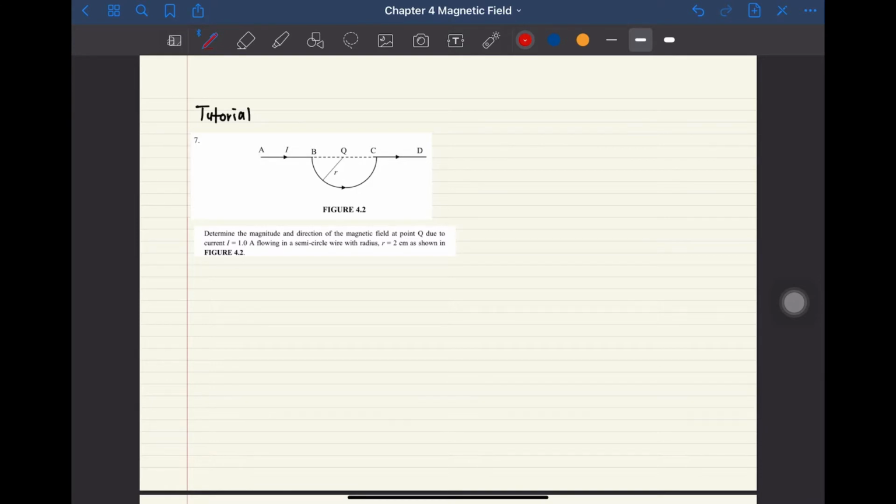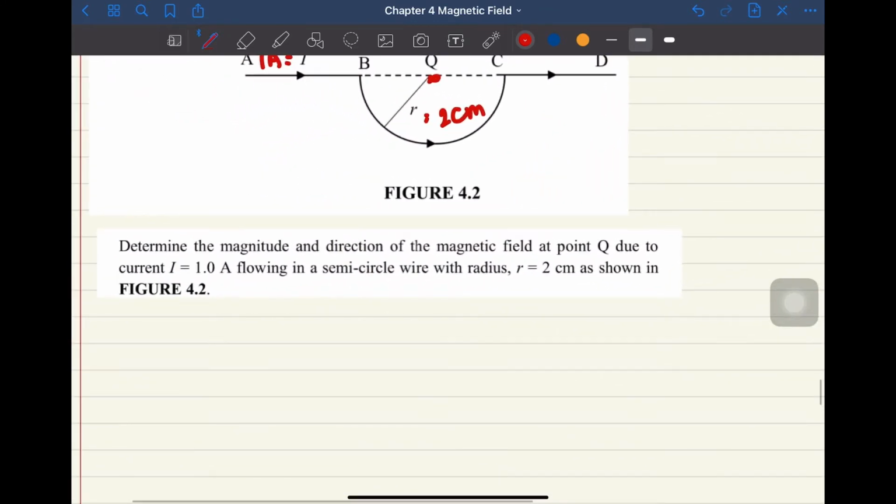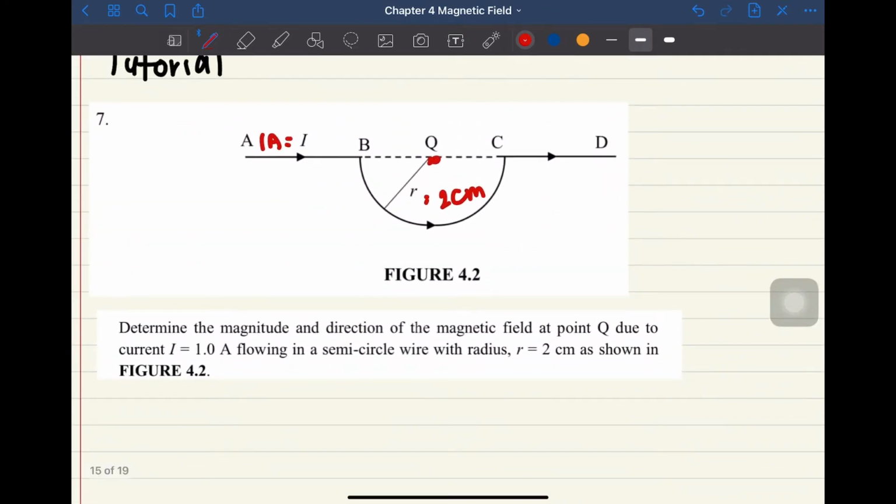So question number 7, the question wanted to determine the magnitude and direction of the magnetic field at point Q. So point Q is over here, due to current I equals 1 ampere. So let's say you have a current I equals 1 ampere over here, flowing in a semicircle wire with radius R equals 2 centimeter as shown in figure 4.2. So R is actually equals 2 cm. So this is the question. So just label it over here and take out the information.